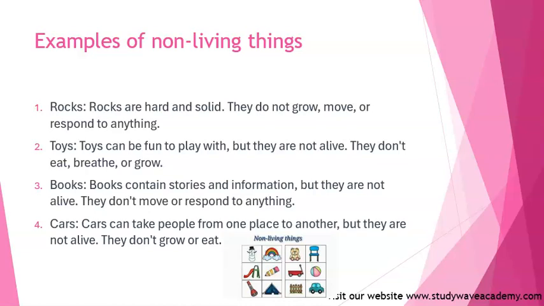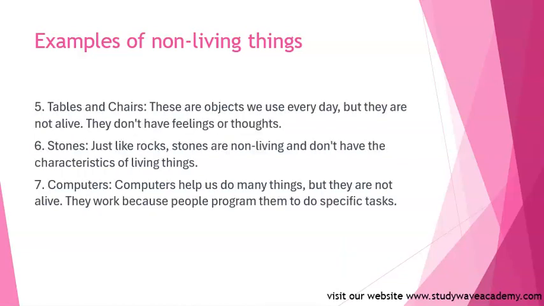We have the books. Books contain stories and information, but they are not alive. They do not move or respond to anything. Does your book move? No, right? Does your book eat? It doesn't. So books are non-living things. Cars. Cars can take people from one place to another, but they are not alive. Cars move, right? But they are not alive. They do not grow. They do not eat. So cars are also non-living things.